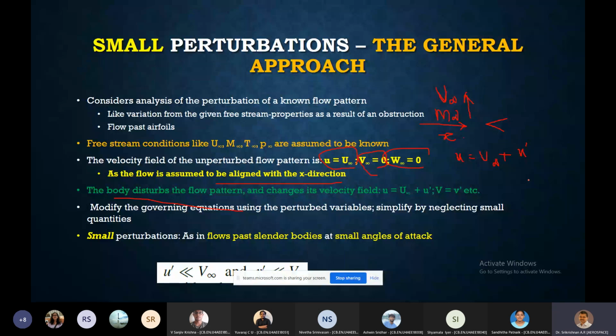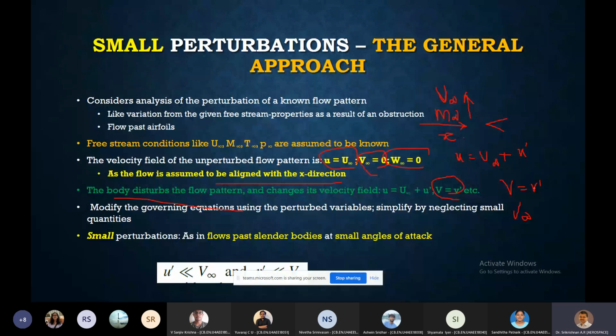Now how about the velocity v, the second dimension? We are not considering the third dimension anyway, so we are concerned about the second dimension v. That becomes v dash. Why? Because to begin with, v infinity is 0, so there is nothing to add to it. There is no y component, so any induced velocity in the y direction is what we are considering as v dash.